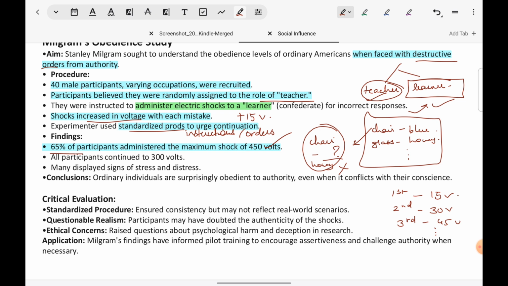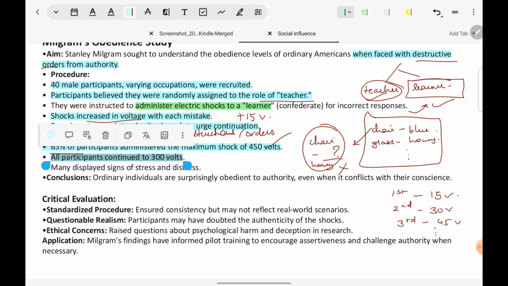This is a very stark example of how destructive obedience can be. Just because the experimenter was instructing them to, they went to a level of giving potentially fatal shock to the learner. In fact, it was found none of the participants quit the study before the 300 volt shock. All of the participants, not even the majority, literally all of them continued up to the 300 volt shock. At this point, when the 300 volt shock was given, the learner had started pounding on the wall.